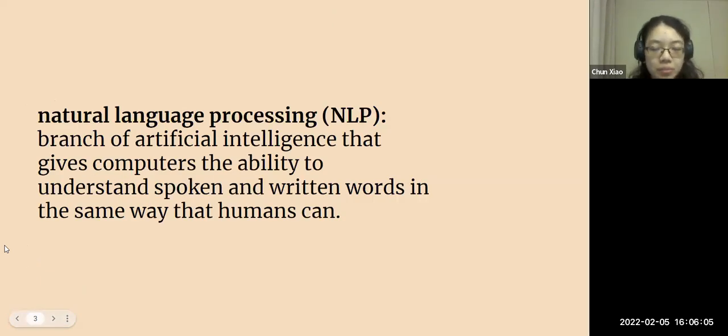So natural language processing, if you don't already know, is a branch of artificial intelligence that gives computers the ability to understand spoken and written words in the same way that humans can. Basically, this is done through a number of ways. Usually, the computer tries to break up the spoken or written language into little pieces so that it can understand each piece within the context of others. And that is basically the simplest way that I can put it.